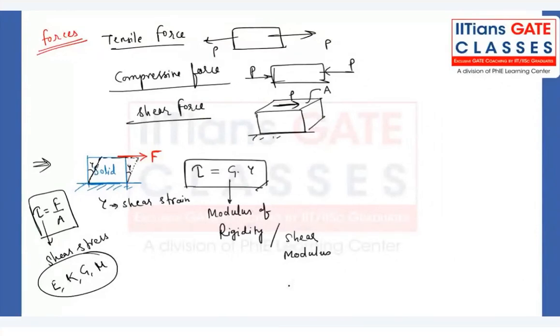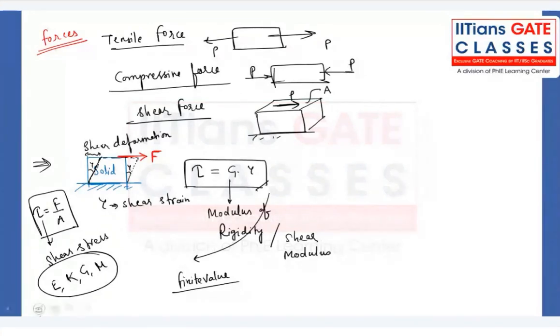My dear friend, now you tell me: every solid body, whether it is steel or any rod, any material, does it have a finite value or infinite value? Finite value, 80 gigapascal, 90 gigapascal. It will have some finite value. If it has a finite value, this shear deformation will be finite or infinite? This shear deformation will be finite in case of a solid body.